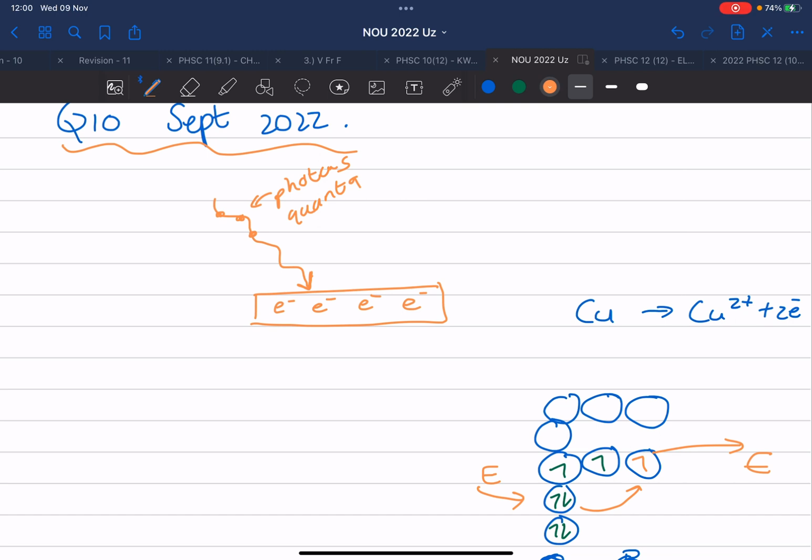Quantum physics, jy al daarvan gehoor? Ja, quantum physics. Nee, dit bestaan. Okay, maar dit is nog 'n baie nuwe wetenskap. So is nog baie dele wat hulle dink werk so, maar dit werk nie eintlik so nie.